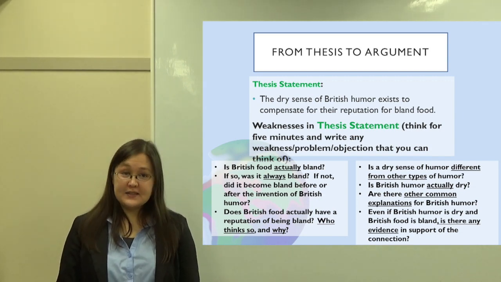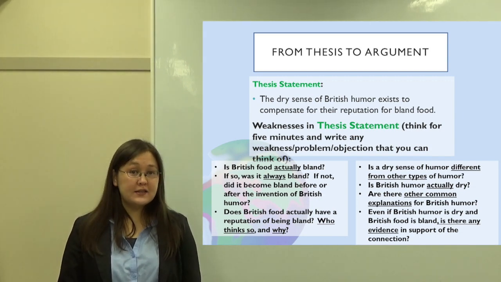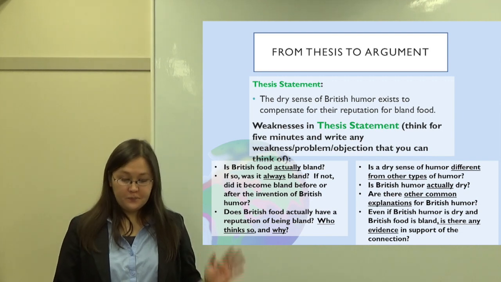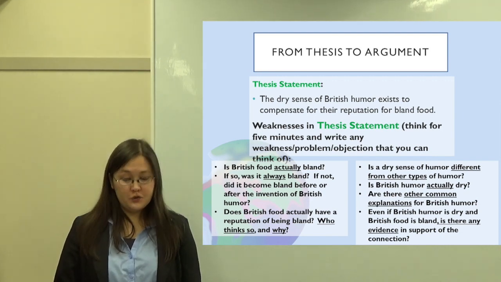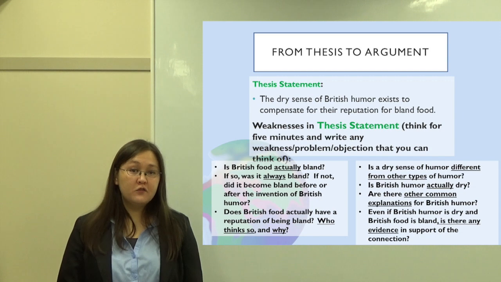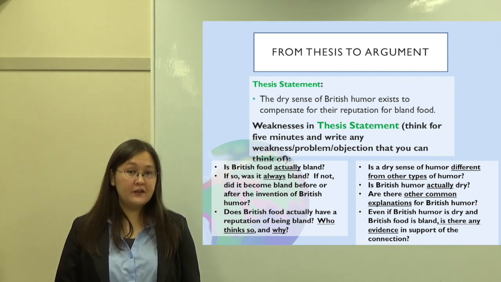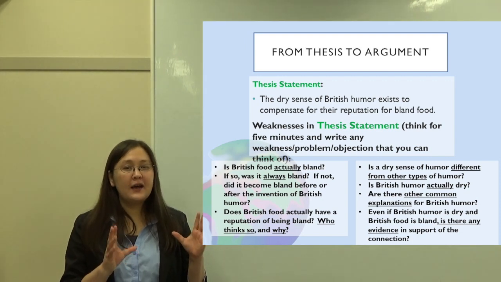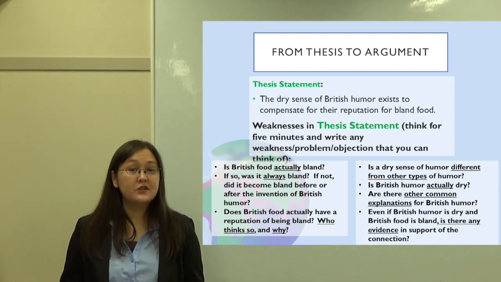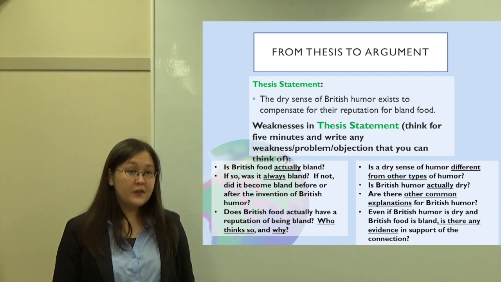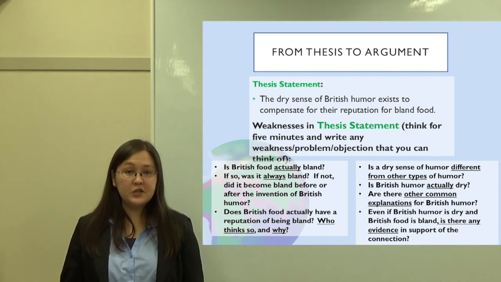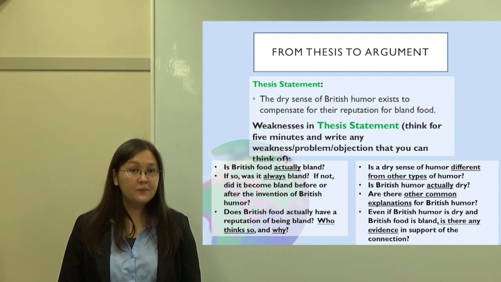You saw this example in the paper writing process flip from the beginning of this semester. So here's an example of a thesis statement. The dry sense of British humor exists to compensate for their reputation for bland food. So the next thing after your thesis statement has followed all of the rules is to consider the possible weaknesses. Make a list of any possible weakness that you can think of, any objection, any opposite opinion that your reader might have.